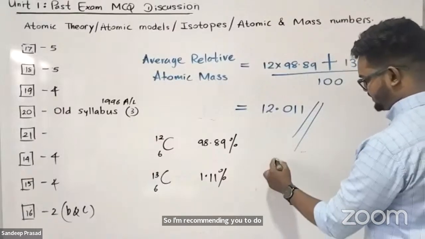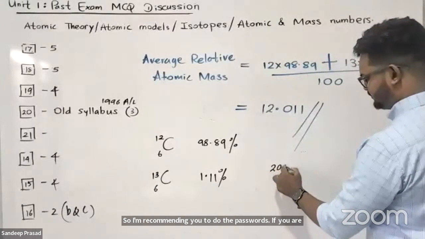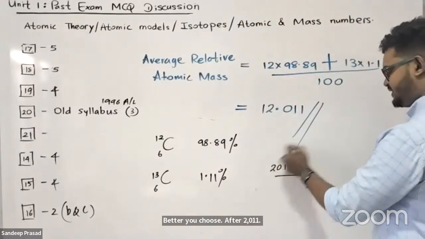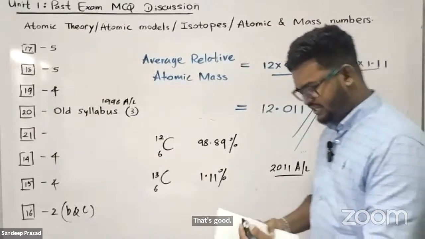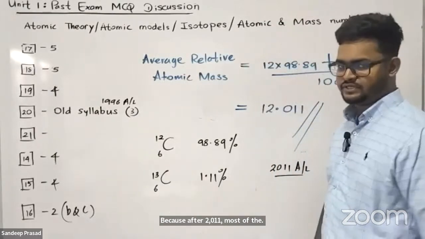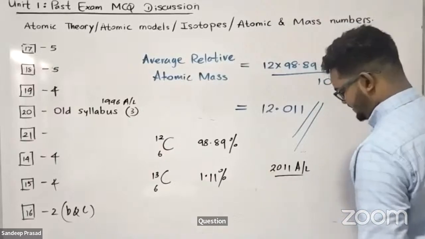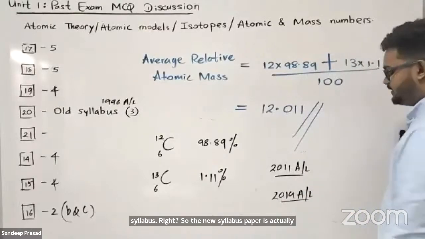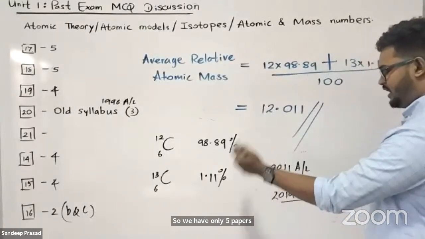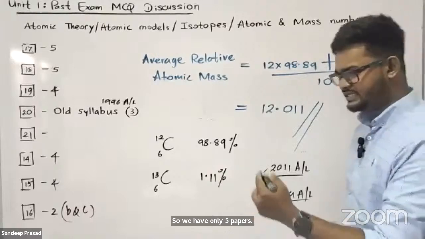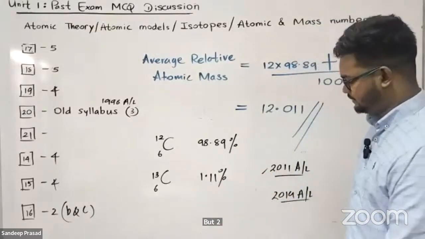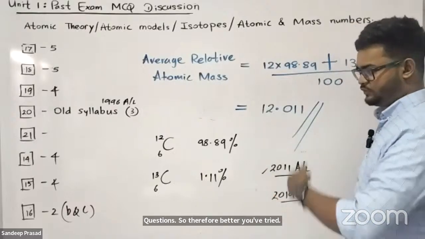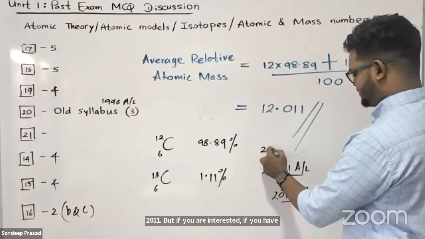If you are doing past papers continuously, better you choose after 2011. That's good, okay? Because after 2011, most of the question types and everything are related to our new syllabus, right? The new syllabus paper actually started from 2019. So we have only 5 papers then. But papers after 2011 also have almost similar types of questions. So therefore, better you try 2011 onwards. But if you are interested, if you have time, you can start from 2000.